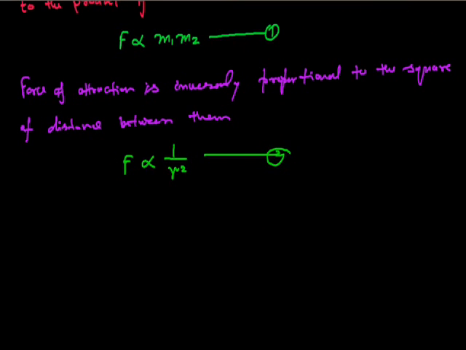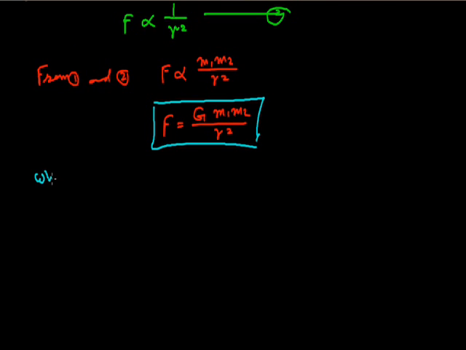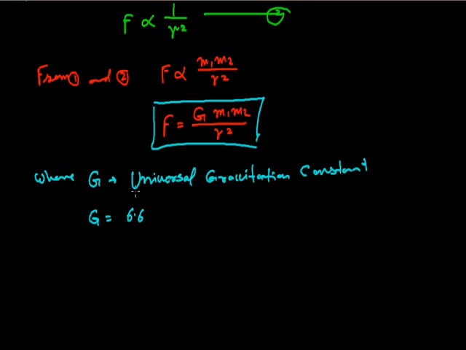From first and second, F is proportional to m1 m2 upon r square, and F is equal to G m1 m2 upon r square, where G is the universal gravitation constant, and the value of G is 6.67 into 10 raised to the power minus 11 Newton meter square upon kg square.